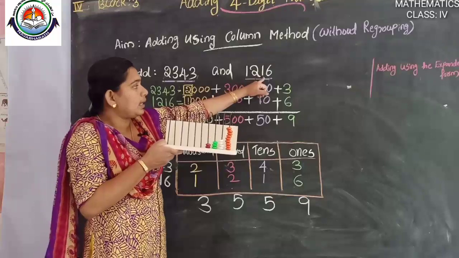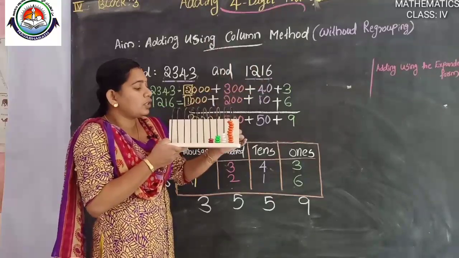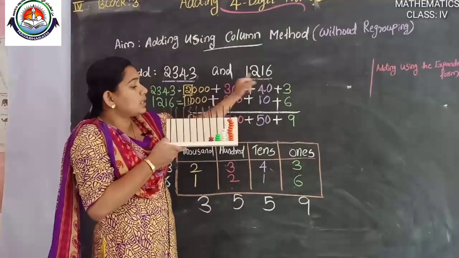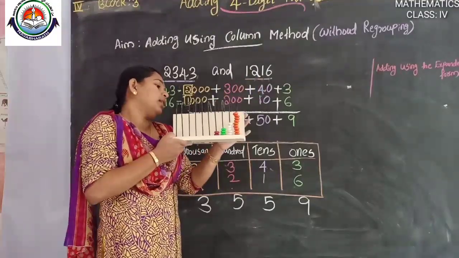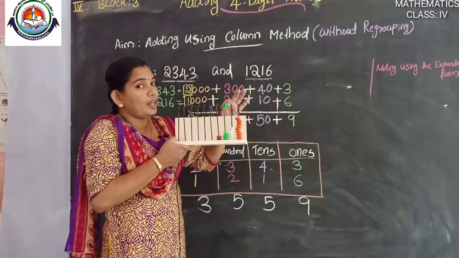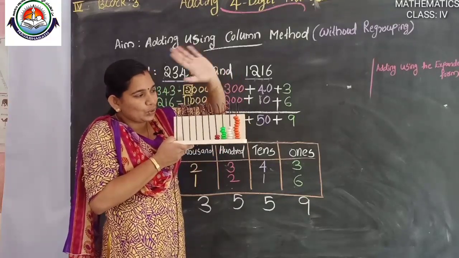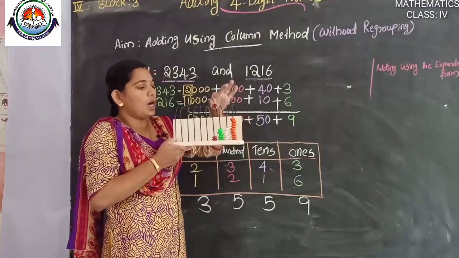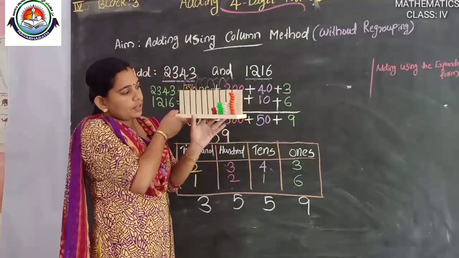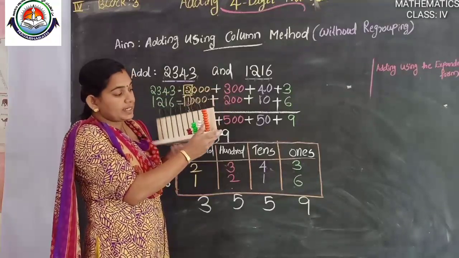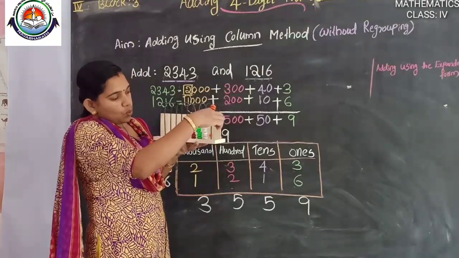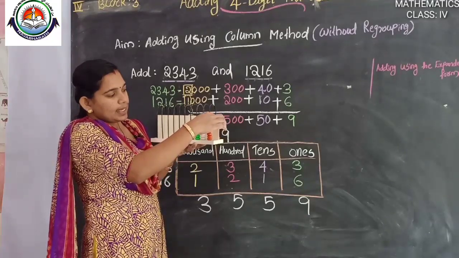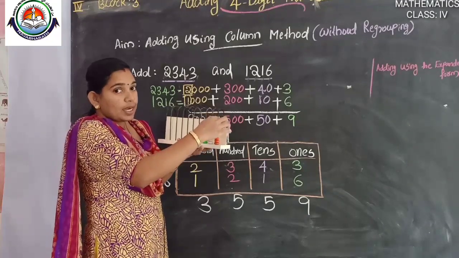Okay. Then the tens place is only 1 bead. So we are taking 1 bead only here. Then 100 place 2. How many beads do we want to put here? 2. 1, 2. Then 1000 place only 1. So we are taking 1 here. Then what do you get? In the ones place how many beads are here? 1, 2, 3, 4, 5, 6, 7, 8, 9.